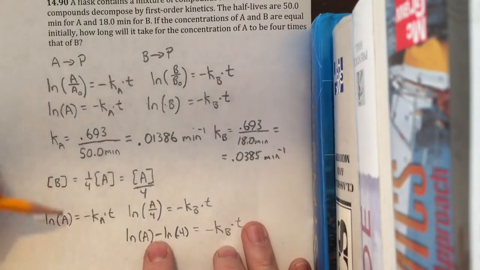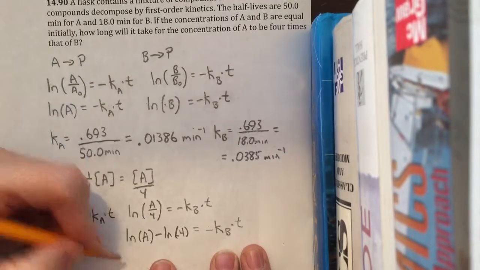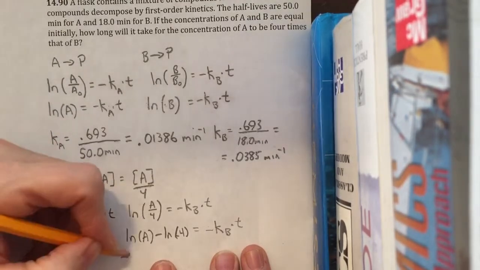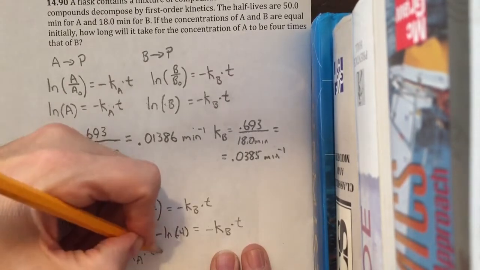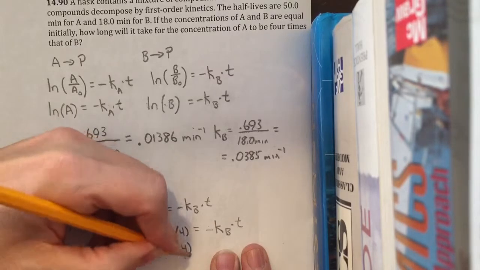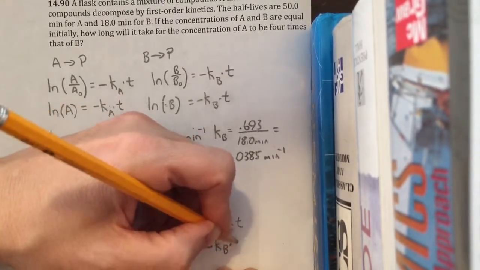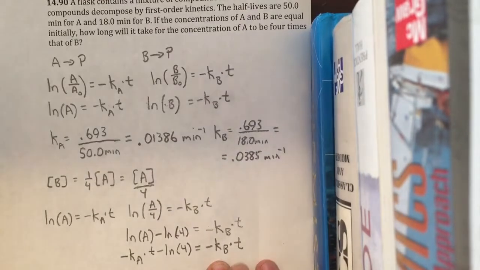So now I'm going to say that the natural log of A is minus Ka times t. I can put that right in there. So let's try that. We would now have the natural log of A is minus Ka times t minus the natural log of 4 is equal to minus Kb times t. Ooh, look at this one now. Now it's one equation, one unknown. We can solve for that now.